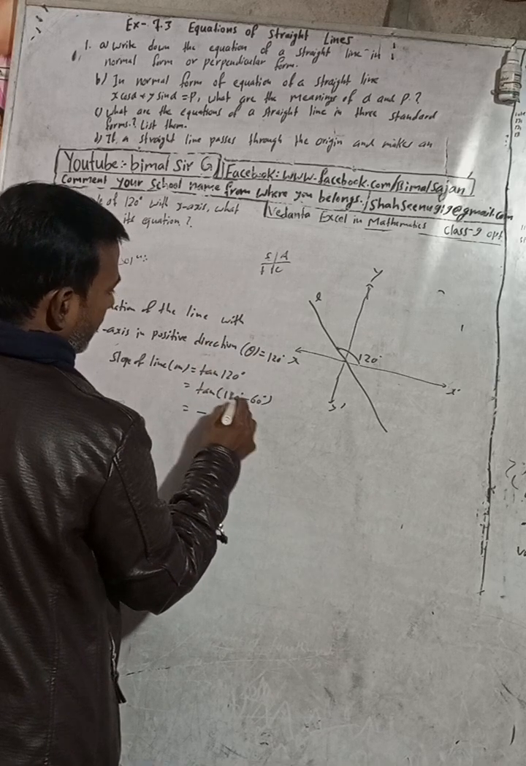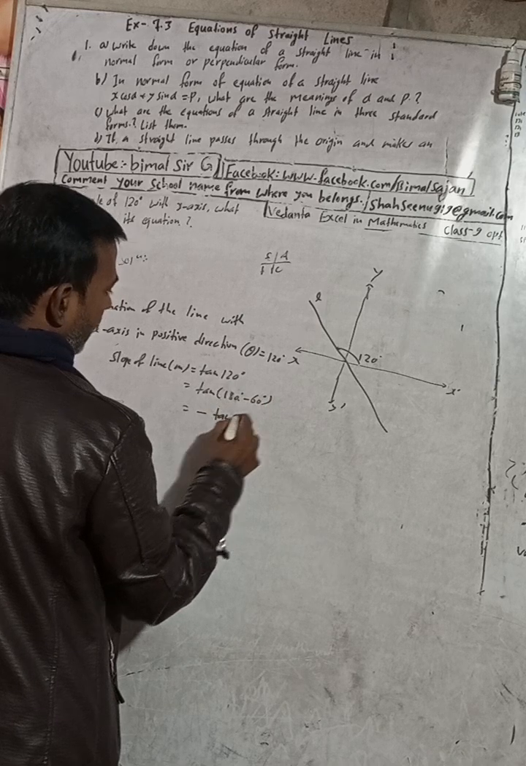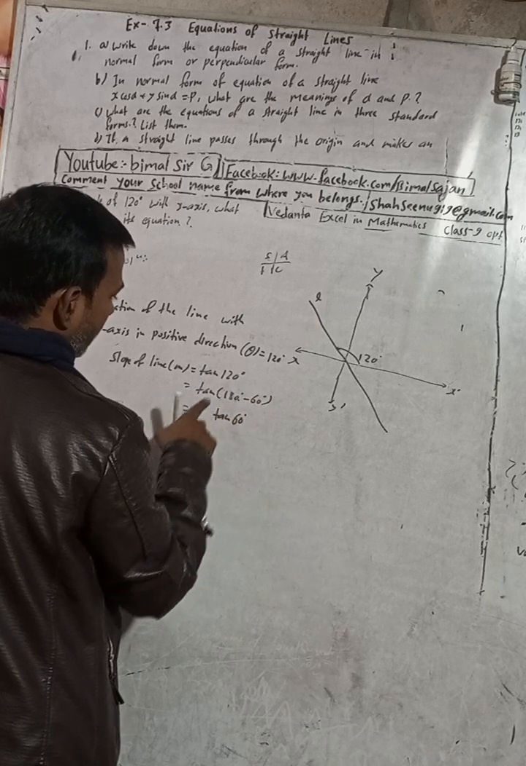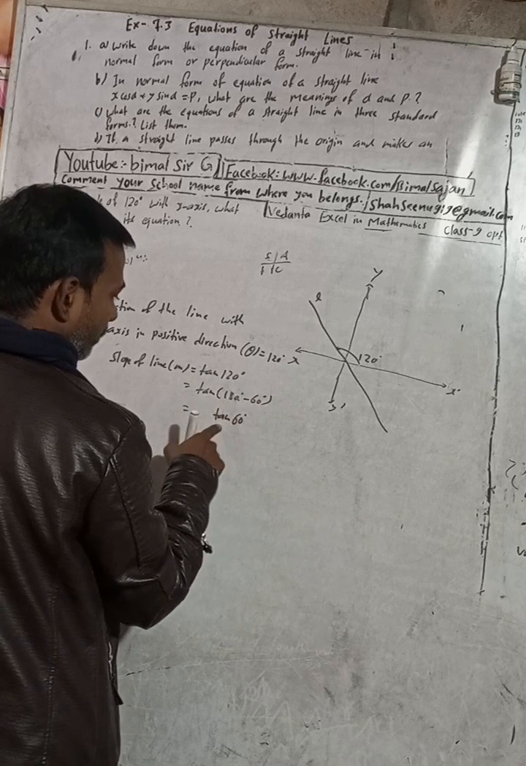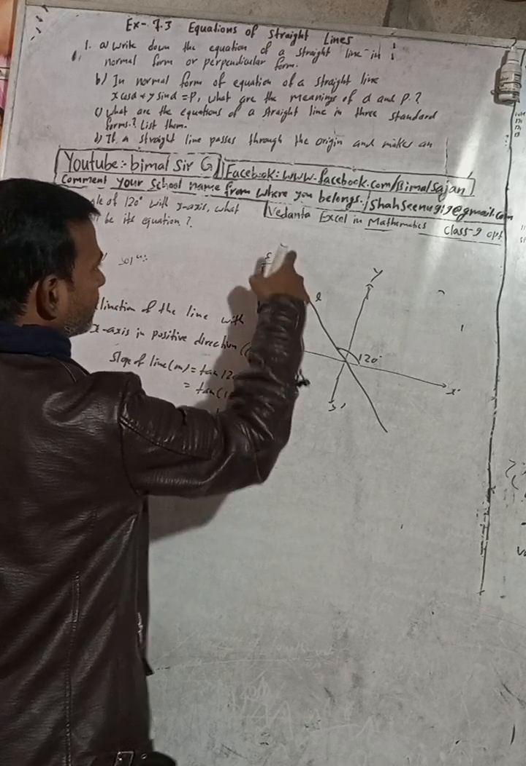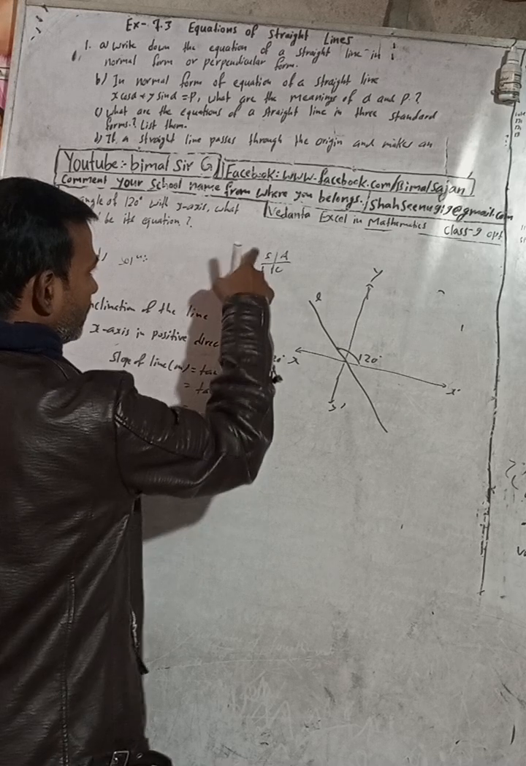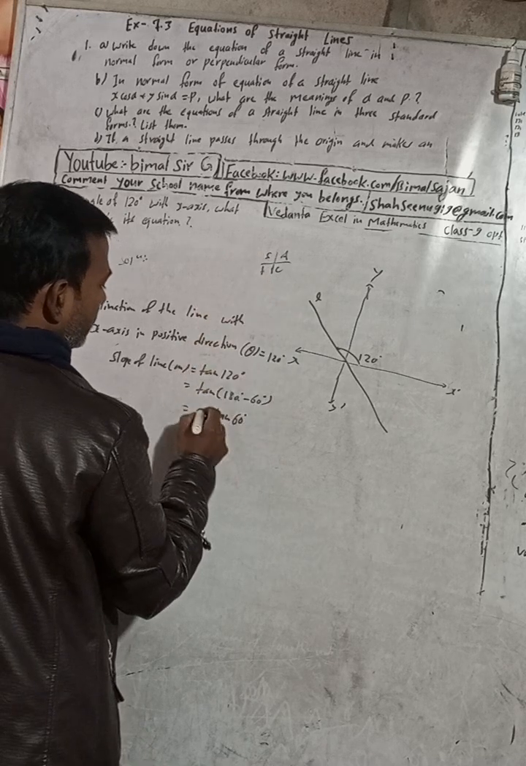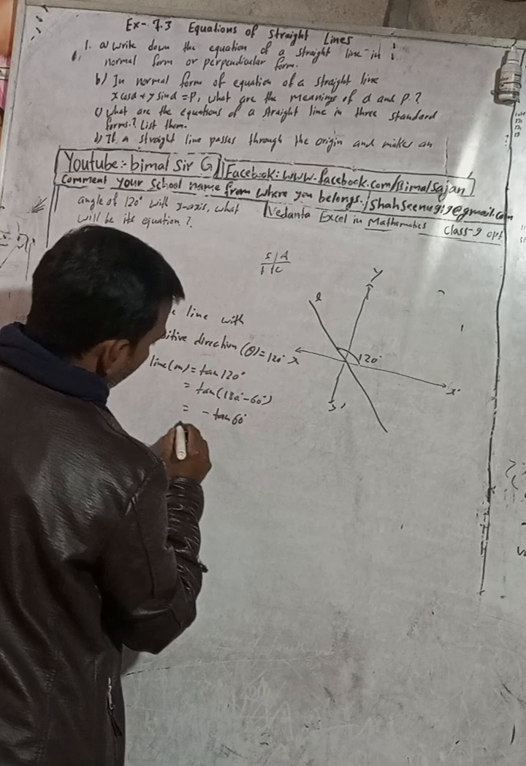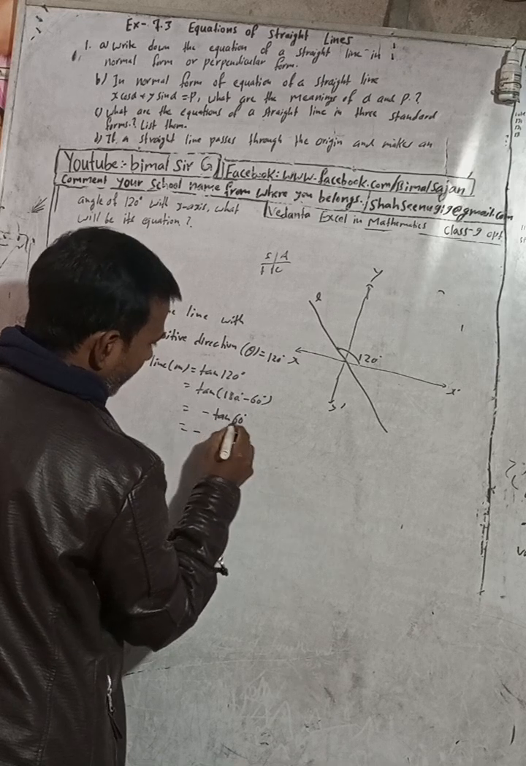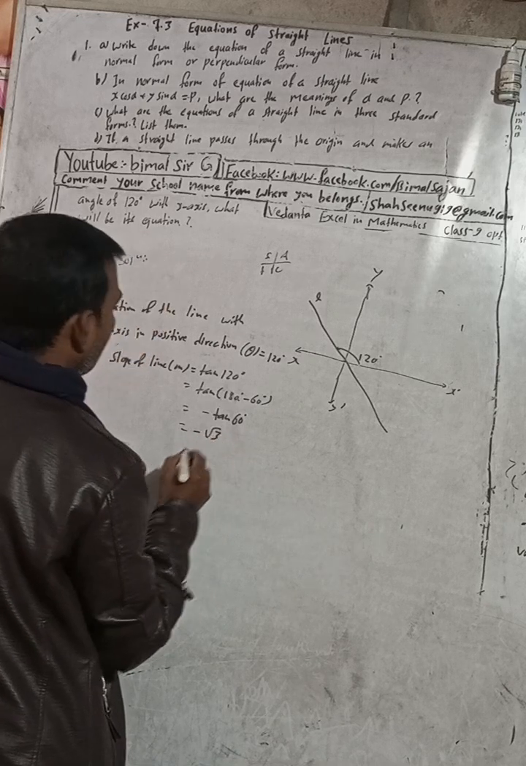Why? Because there is 180 and 60 degree. For tan 180, tan will be tan, and the 60 degree, and cast rule tells what? That in the second quadrant only sin is positive, so tan will be negative. Like this we can write. Now we can write here, this is minus tan 60 means minus root 3.